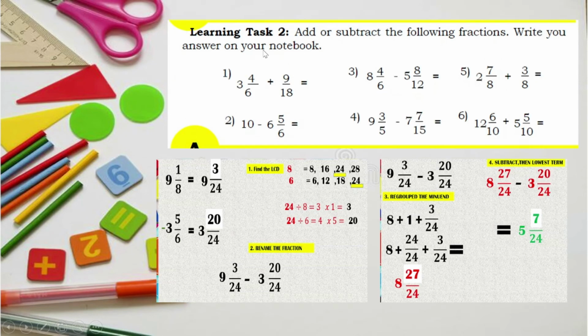Next, learning task 2. Add or subtract the following fractions. So kung makikita nyo dito, they have different denominator. Itong 3 and 4, 6 plus 9 over 18. They have different denominator. So, ang gagawin lang dito po, kukunin muna yung LCD. Diba? Since na plus naman ito, huwag na pong mag-regroup. Kunin nyo lang yung LCD ng 6 and 18. Then, proceed na kayo. Then, sa number 2, 10 minus 6 over 5, 6.